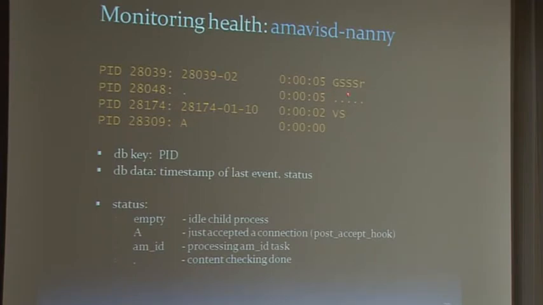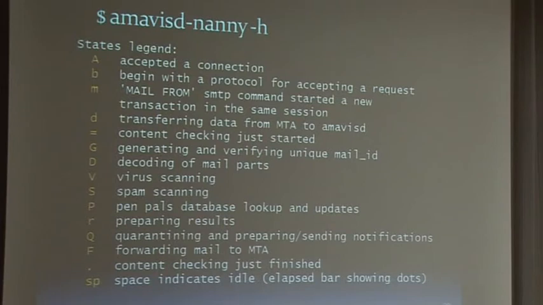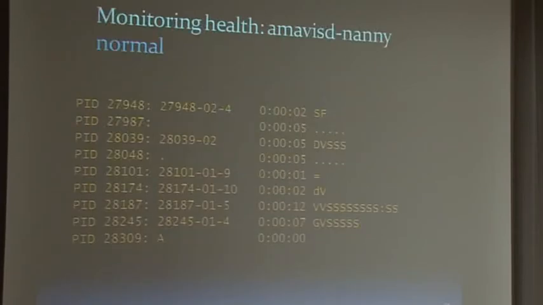For example, it was generating a unique ID, it was spam checking, and then it was sending mail back to the mailer. In this case, it was running virus checking, then spam checking, and then we're still running. We don't know what will happen next. The help option lists all the letters, so you can read through that at your leisure.